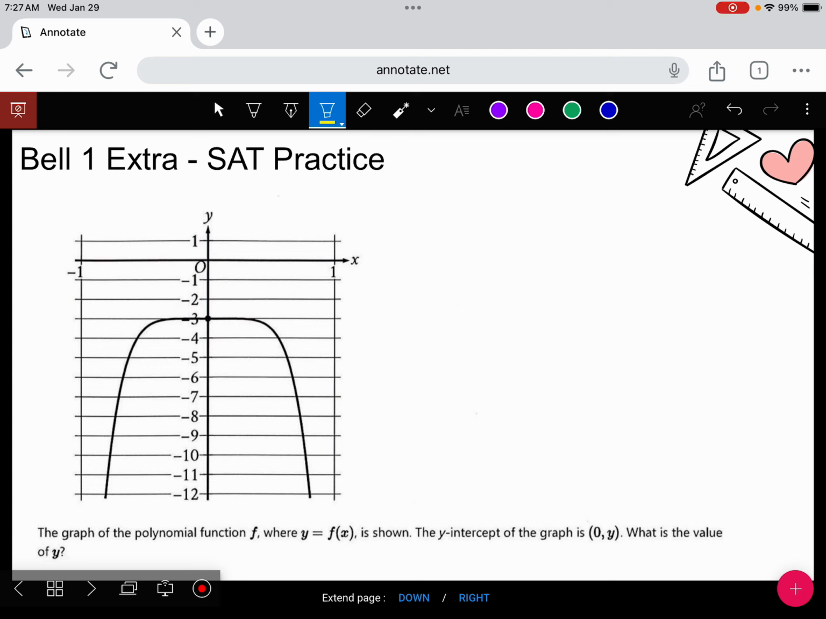So we've got here the graph of the polynomial function f is shown. The y-intercept of the graph is usually given as 0, y. What is the value of y? Overcomplicated way of saying, what's the y-intercept? -3. It's where our graph of whatever chaotic polynomial this is crosses our y-axis. So all they're asking is, what's that?